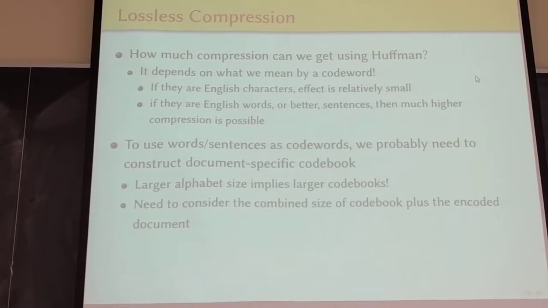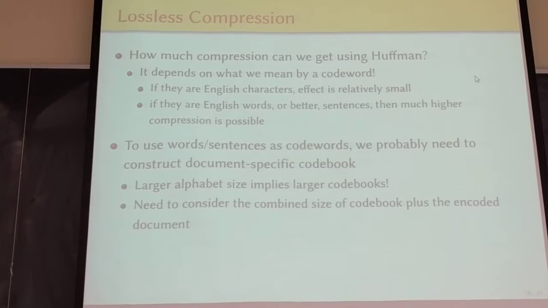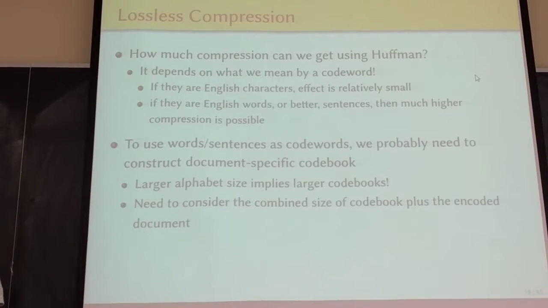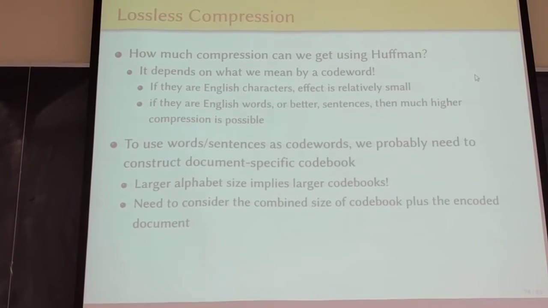But unfortunately, when you start using words or sentences in your code book, then your dictionary or code book becomes very large, right? Because there are only 26 characters, but there could be maybe 1 million words, maybe not 1 million, but a very much larger number of words. And so that means your code book has to be very large. Now, if you think about what you need to do, you need to not only send the message across, but somehow the code book also needs to be sent across, right?